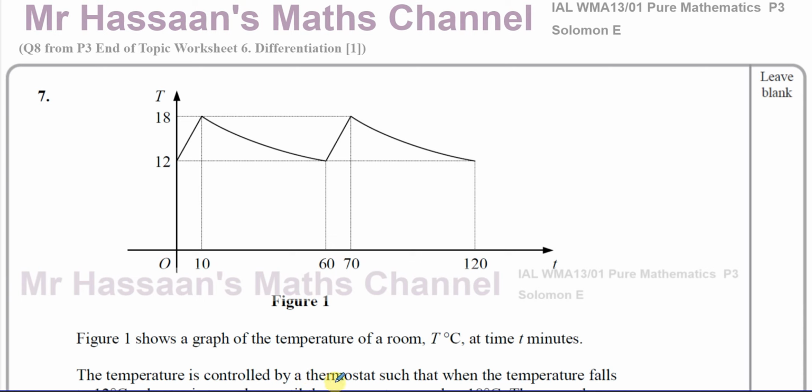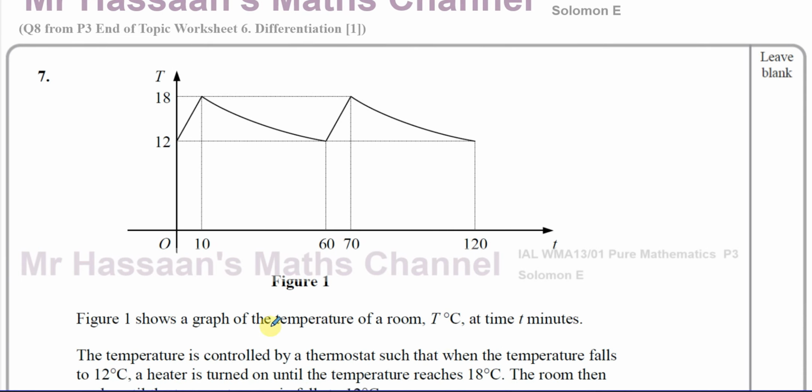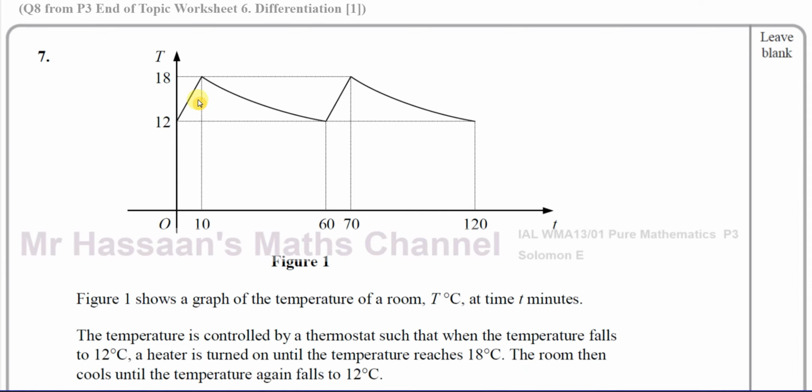The temperature is controlled by a thermostat such that when the temperature falls to 12 degrees Celsius, a heater is turned on until the temperature reaches 18 degrees. The room then cools until the temperature again falls to 12 degrees, and then of course it heats up and then cools and so on.